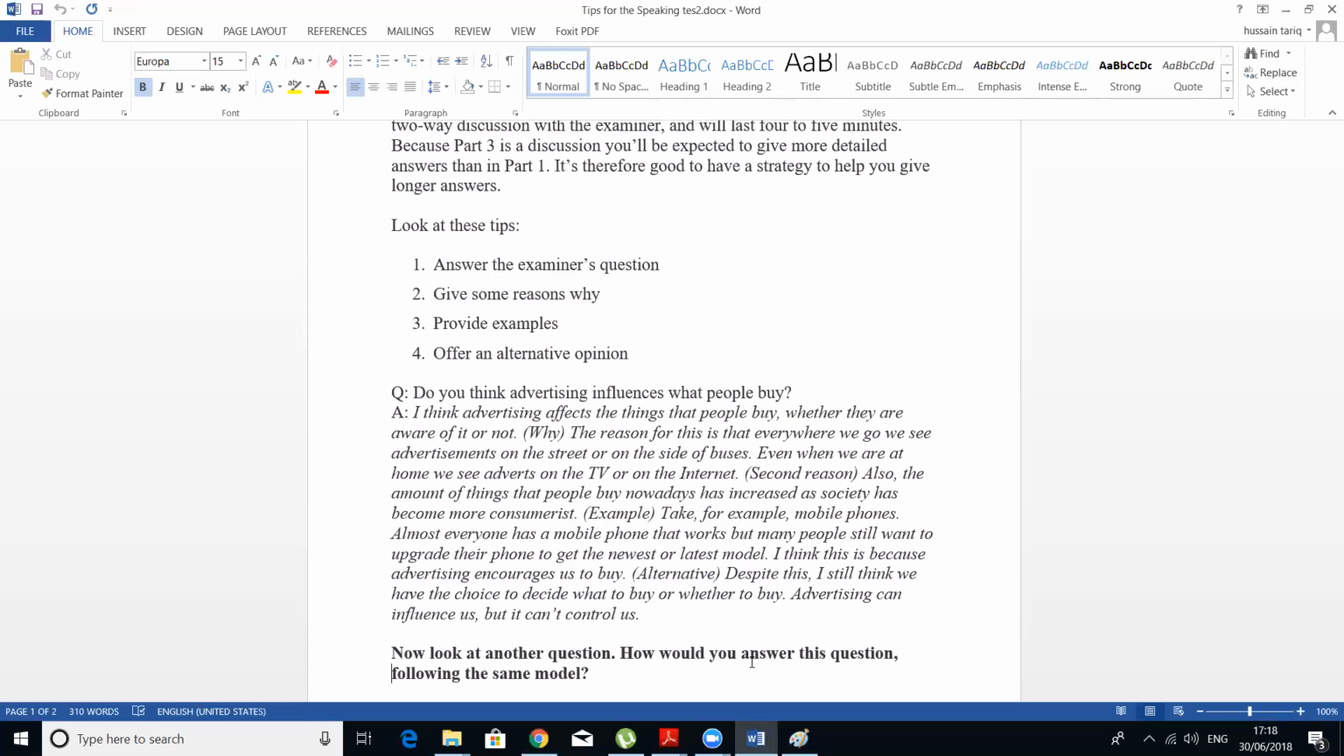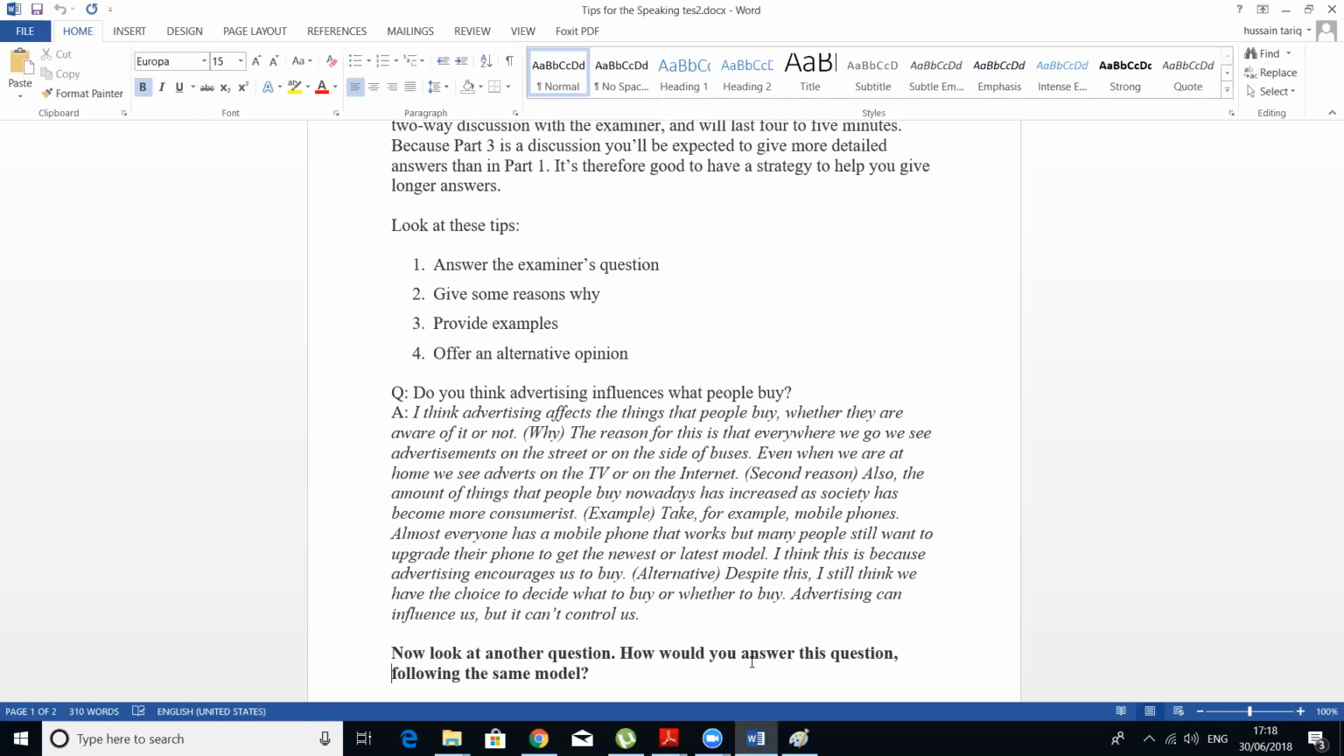Okay, now we understand what exactly happens in the third part of the speaking test. We also see how you need to respond to a question asked by the examiner in part three of the speaking test. And we can also see that this is quite a similar approach to what we pursue in IELTS writing task two.